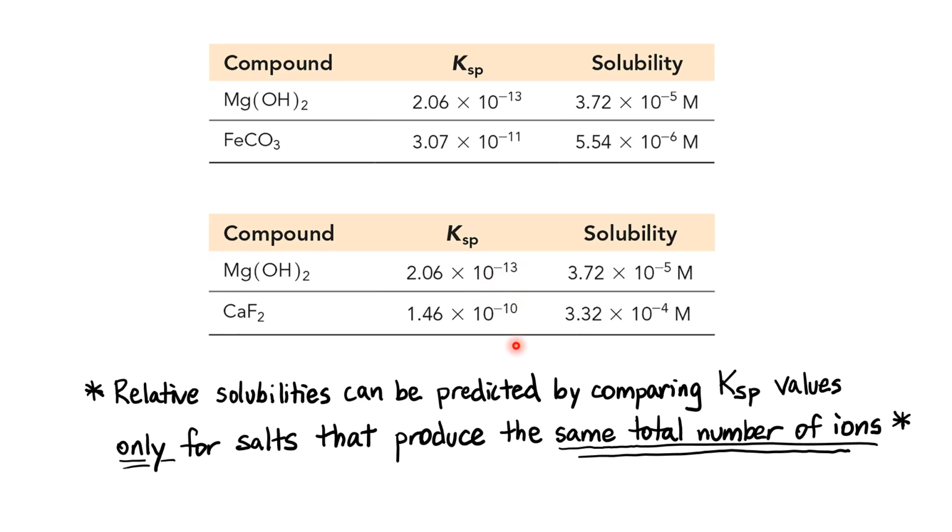And we're going to look more at why that makes sense mathematically. But I just wrote the generic statement that the relative solubilities can be predicted by comparing KSP values only for salts, meaning ionic compounds, metal, non-metal, that produce the same total number of ions. And the only comparison here we can make with KSPs is right over here, okay?